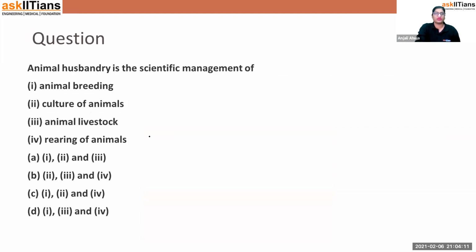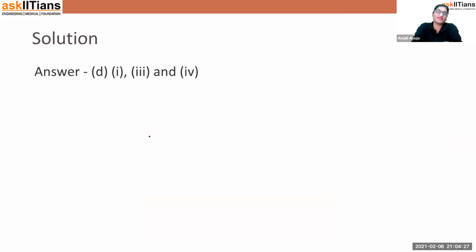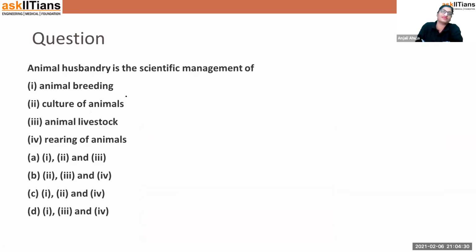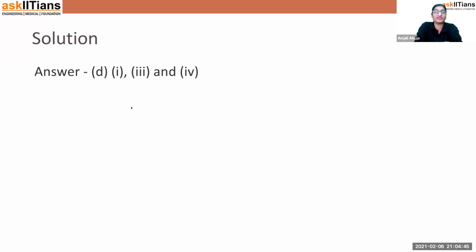Though I have told you the answer, it's okay. Animal husbandry is the scientific management of animal breeding, culture of animal livestock, and rearing of animals. Culture of animals. What is culture? I have told you, growing them up. So first, second, third, and fourth, obviously, culture of animal is wrong. Culture means when we are growing in the lab, but we do not call it culture. We call it animal hybridization and those things. We can also call it IVF, in vitro fertilization, test tube animal.